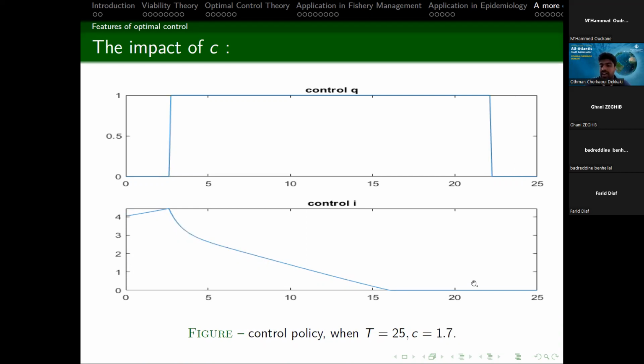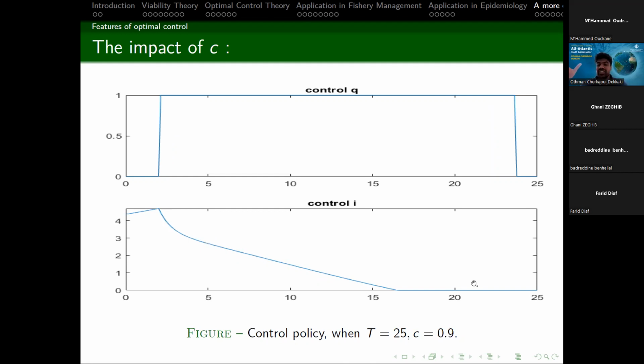So this is what we found: the first switching time is increasing with respect to the cost. The second switching time is decreasing with respect to cost. Just remember this. I'm going to use my hand to point so you can see it. This is the first switching time, so it's increasing with respect to cost. And this is the second one, so it's decreasing with respect to cost.